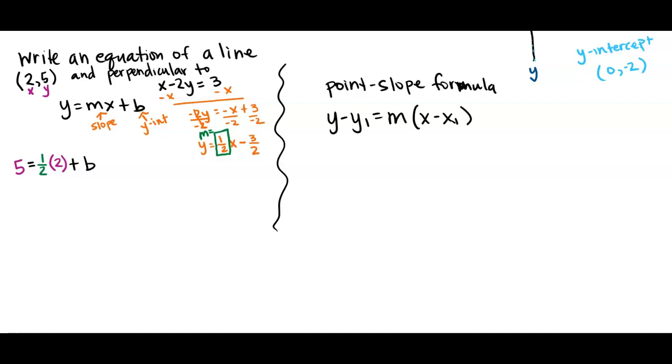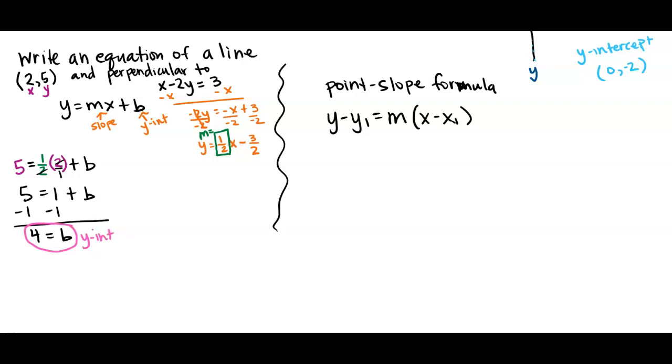Now let's simplify it and solve it so that b is by itself. Well, 1/2 times 2, or 2/1, just gives me 1. So I really have 5 equals 1 plus b. Then I can subtract the 1 over. So I get b equals 4. Now I know what my slope is, and I just found my y-intercept.